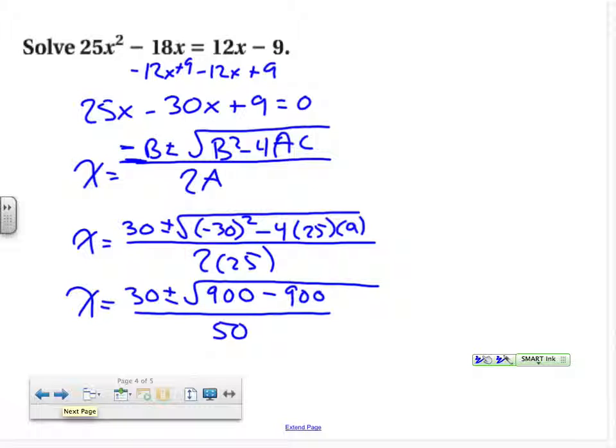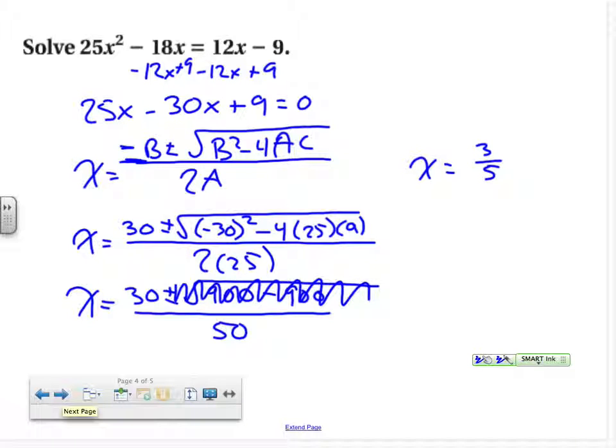All right. Do a little thinking. 900 minus 900 is 0. We're going to add 0 and subtract 0. That really doesn't give us anything different. So this part will just fall off because it's 0. So it's 30 over 50. Or divide top and bottom by 5.